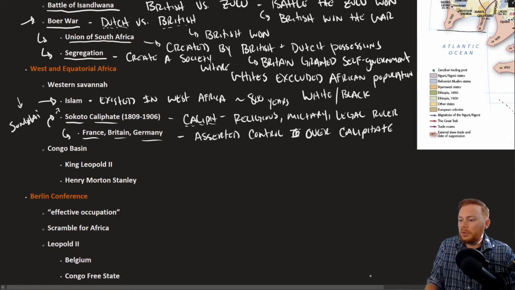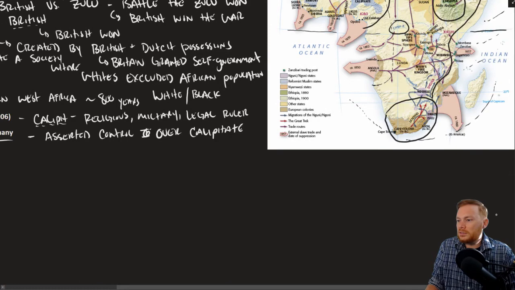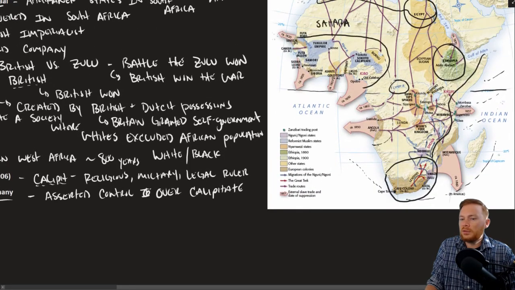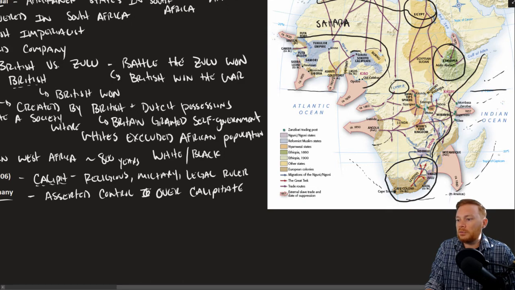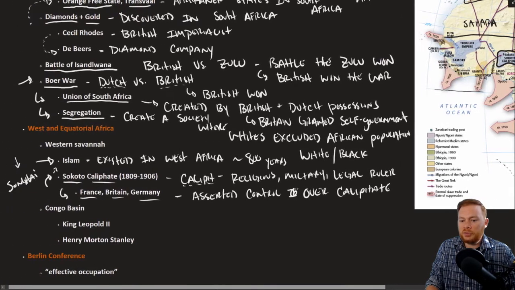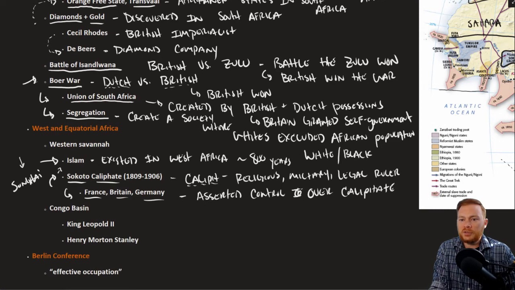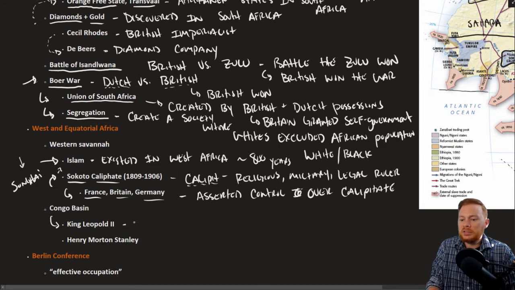And again, if we go to our map here, one thing that insulated the caliphate a little bit from outside powers, at least for a short time, was the fact that it was located on the interior. For the most part, Europeans had already established a very strong presence along the western coast there. In terms of the Congo Basin, if we move a little bit further down into Central Africa, King Leopold, this is the King of Belgium.